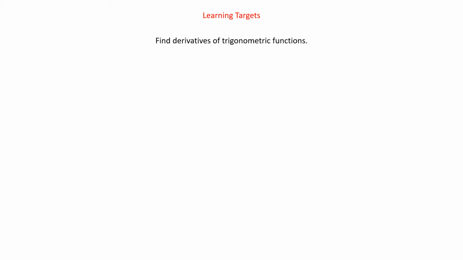So learning targets. Find the derivatives of trigonometric functions. All right. Find velocity, speed, acceleration, and jerk related to simple harmonic motion. So that's the same stuff. It's just a derivative, the second derivative, and then we get to learn about a jerk.